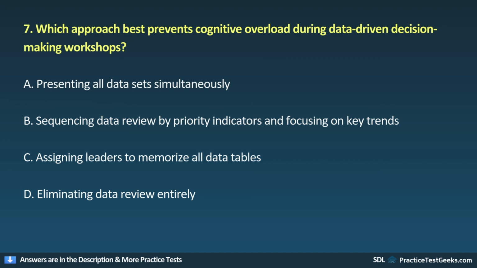7. Which approach best prevents cognitive overload during data-driven decision-making workshops? A. Presenting all datasets simultaneously. B. Sequencing data review by priority indicators and focusing on key trends. C. Assigning leaders to memorize all data tables. D. Eliminating data review entirely.